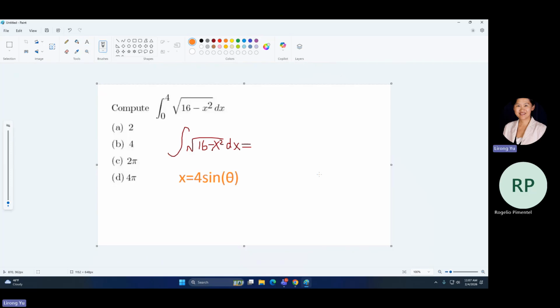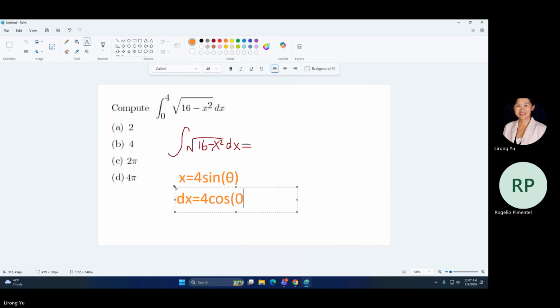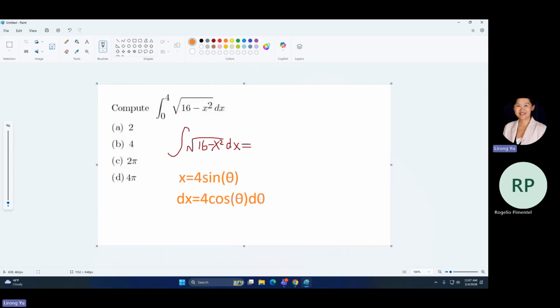In this case, the derivative dx, we try to get ready for the substitution, so we would write out everything. dx is 4 cosine theta d theta. So this is the derivative of the x function multiplied by the differential. Once we get that, we also need to work on the substitution of 16 minus x squared.